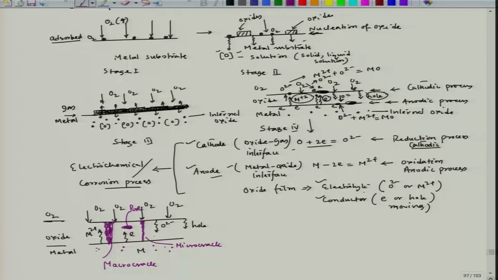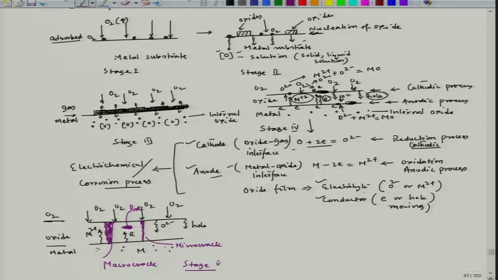At the same time, those processes like diffusion of metal ion, diffusion of oxygen ion, flow of charges in the form of positive hole or electron, oxygen coming to the oxide surface, all those processes are going on in parallel. Okay. So, this is stage 5. So, these are different stages of operation.